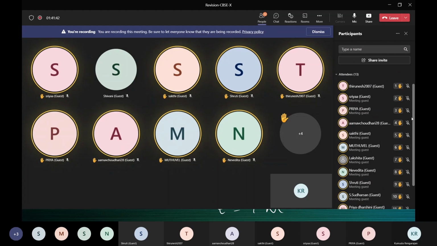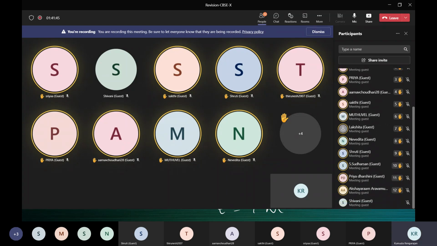Dinesh, Riya, Priya, Arnav, Shakti, Mutubel, Lakshita, Niveta, Shruti, Sudarshan, Priyadarshini, Aksharam, and Shivani. Hope Shivani is there.